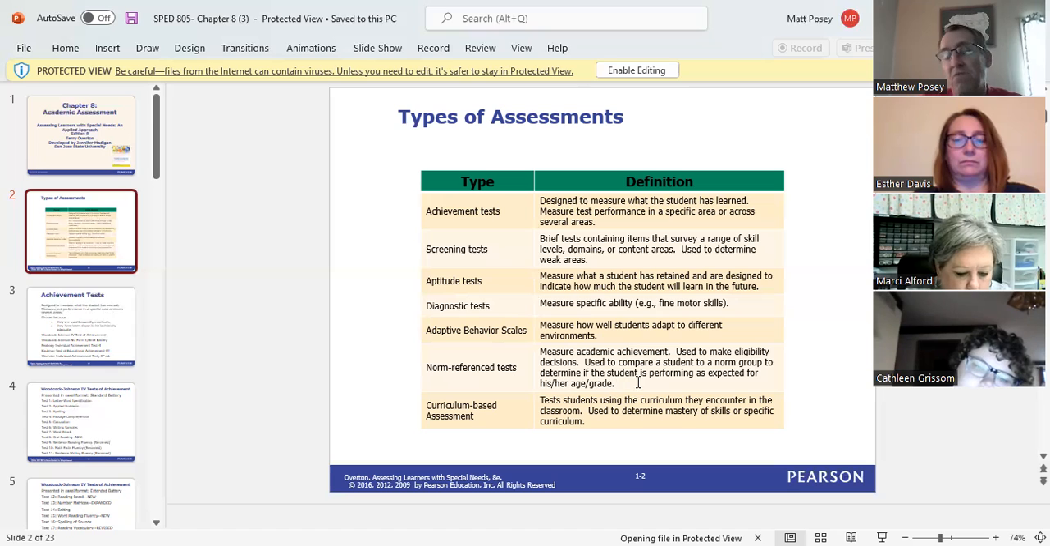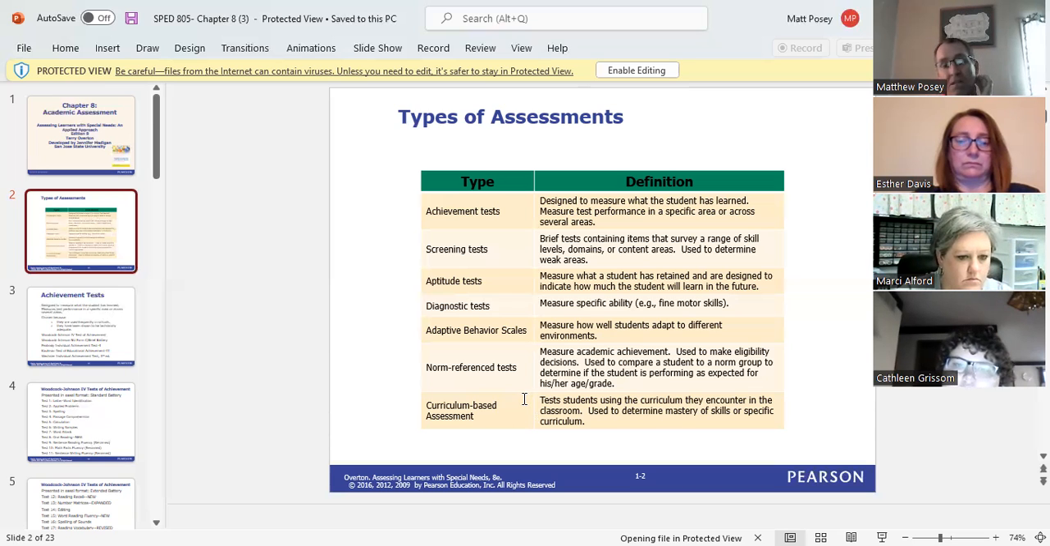Norm referenced tests, that's what you're working on now. There are various formats that could be used. I've mentioned some that your districts may use on an ongoing basis, such as STAR reading and math, MAP testing. Those are very common. And then even those norm referenced tests that require a qualified examiner. And then the next one that you are going to be reporting on, and we'll talk a little bit about where you're at in that process, are the curriculum-based measurements or assessments.